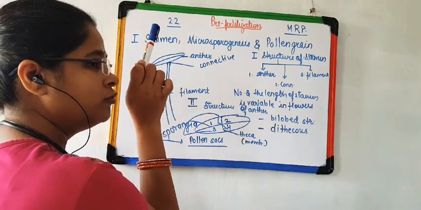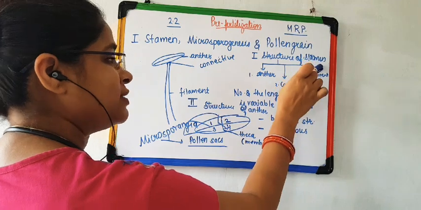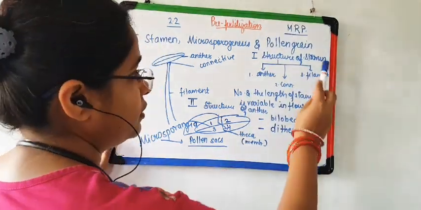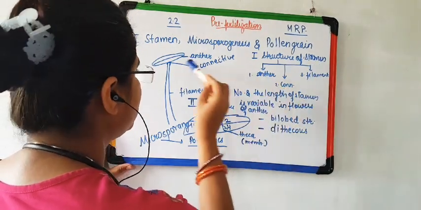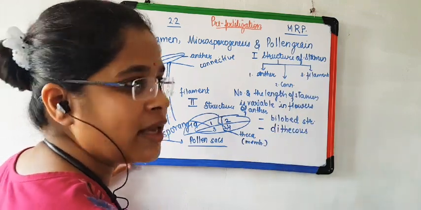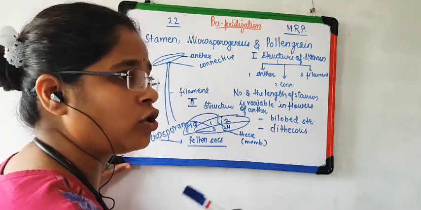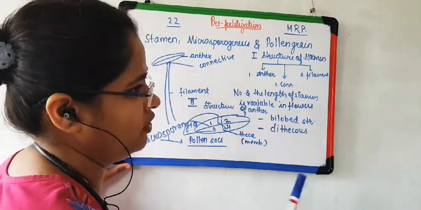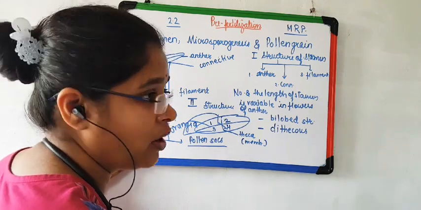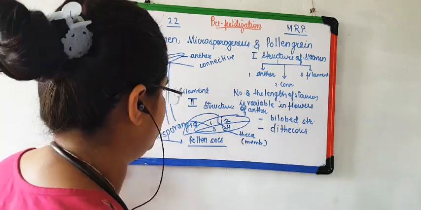In the first pre-fertilization event, we are going to study the structure of the stamen because we are talking about the male reproductive part. This stamen is made up of 3 parts: anther, connective, and filament. Done. Number and the length of the stamens varies in flowers. It's not the same, not constant. In one flower you can find one stamen with a very short length, right? In some of the other flowers you will find n number of stamens, and the length of the filament varies.